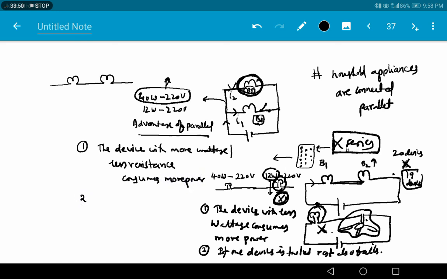Okay, now what is the second advantage? If one device is fused or fails to work, the rest will work. Okay? So these are the drawbacks and advantages of series and parallel combination of appliances.